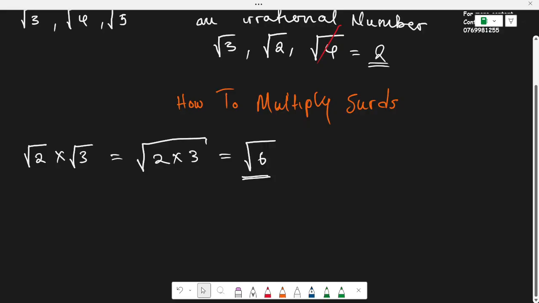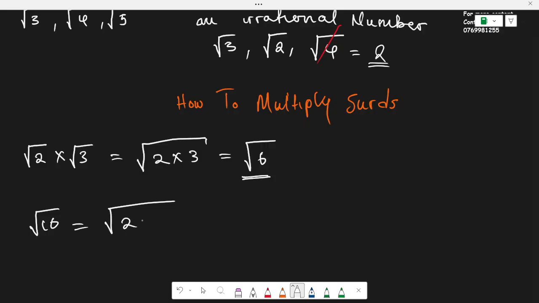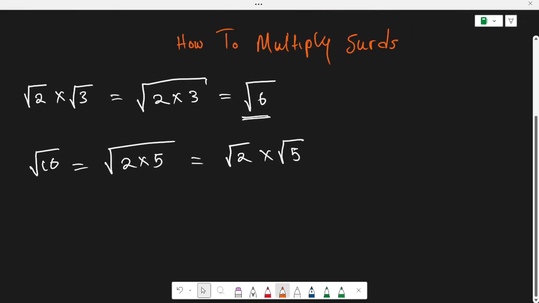And furthermore, if you are given root 10, you can write root 10 like this. It is the same as having 2 times 5 inside the square root, and having root 2 times root 5. It's one and the same thing.